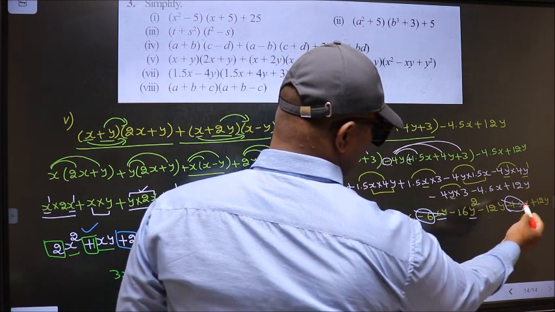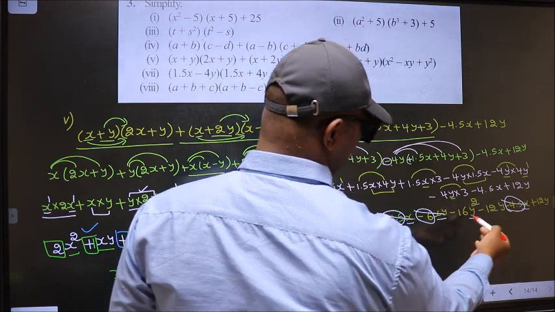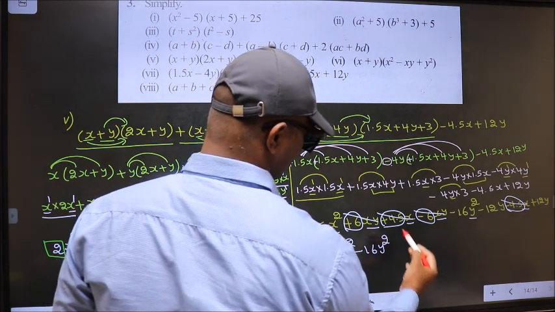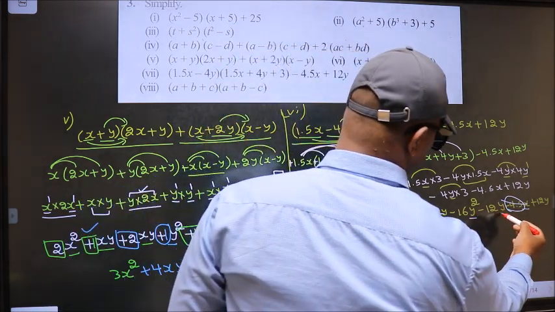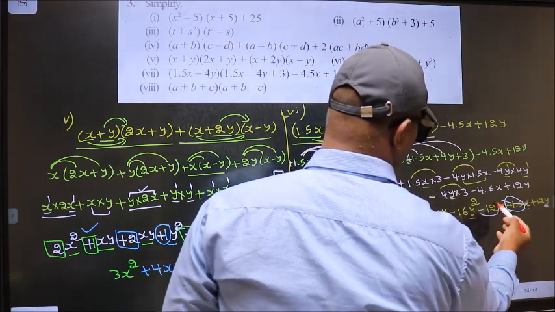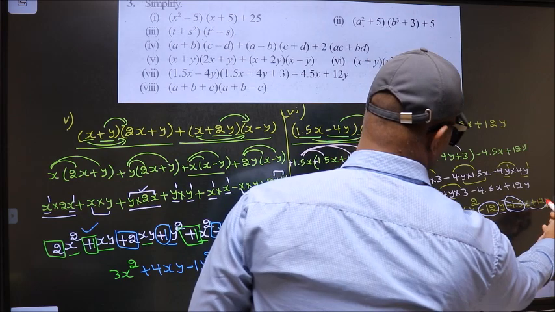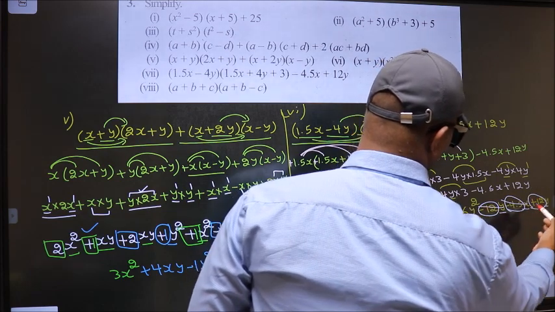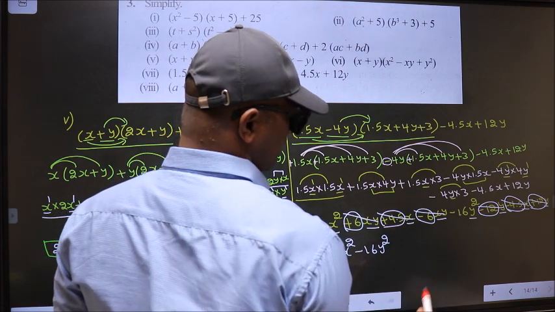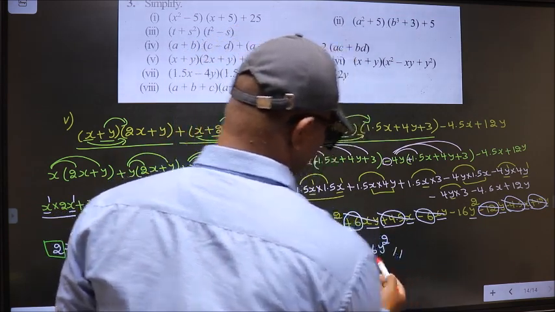Next, y square. We don't have any other y square term, so you write as it is. Next term is y. Here also we have y term. Now before y it is minus 12 and here plus 12. So minus 12y plus 12y cancel out. No other terms are left out. So this is our answer.